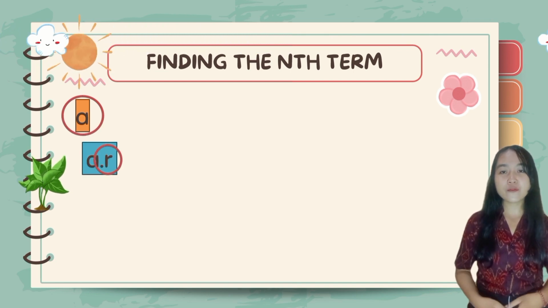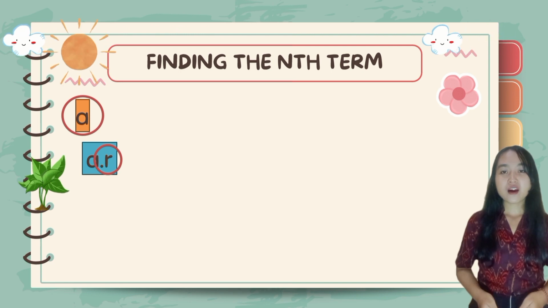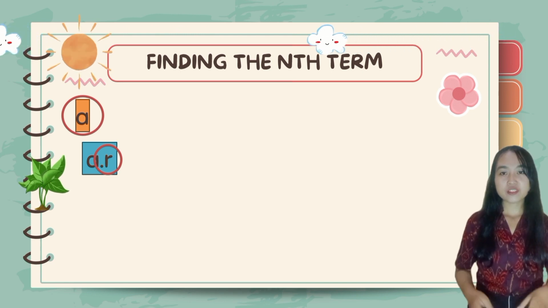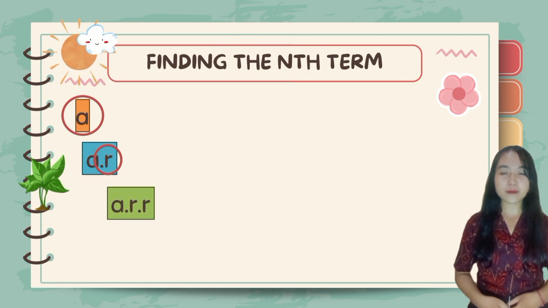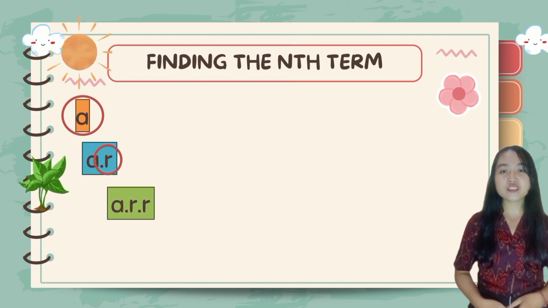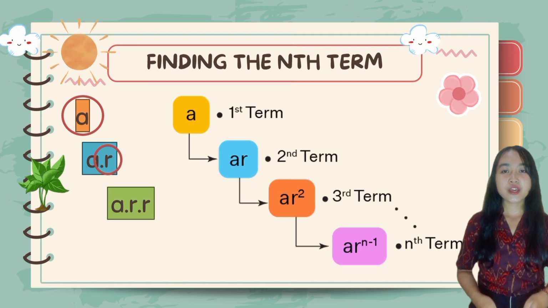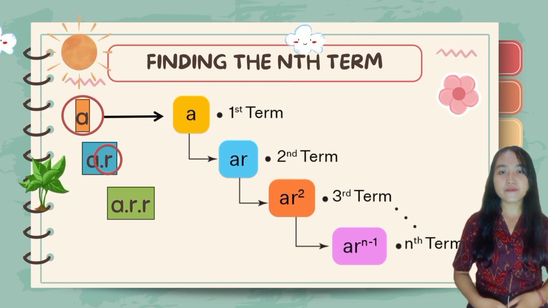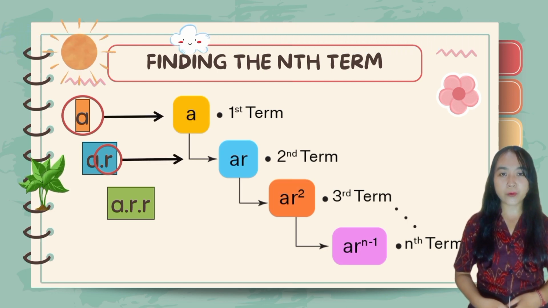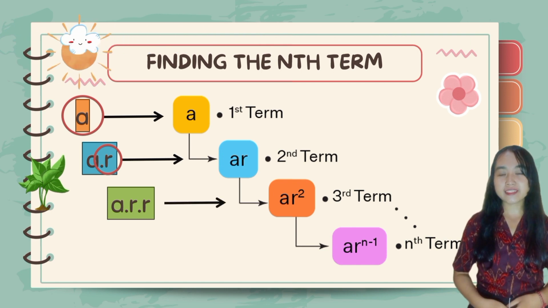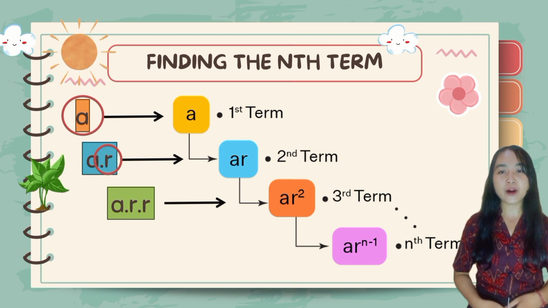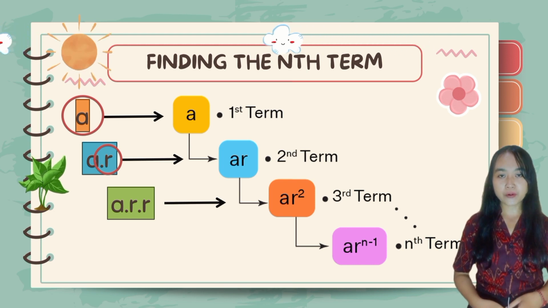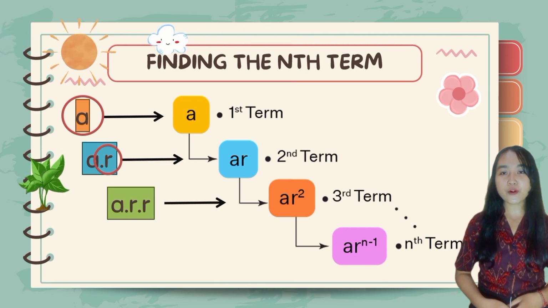This means that our second term would be A times R. Now, from here, our third term would be A times R times R. And notice that we can simplify this. This here can be simplified to A times R squared. But if we look at this number here, it seems to always be trailing behind by 1 from the term number we are on. So from here we got the formula.